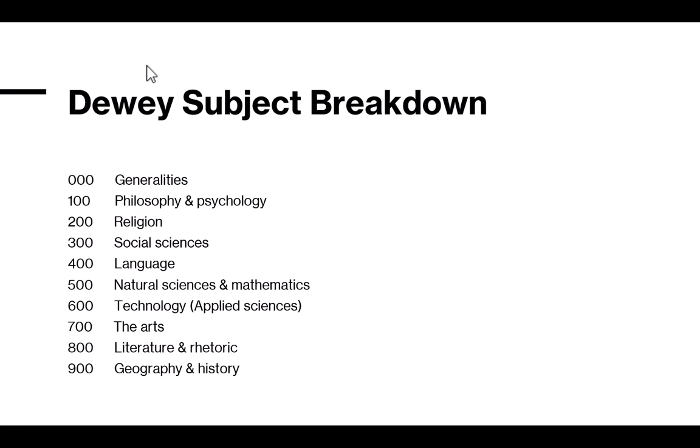These are the broadest subjects in Dewey Decimal. As you can see, there are 10 categories, starting with 000, which is generalities that includes encyclopedias, all the way to 900, which is geography and history.